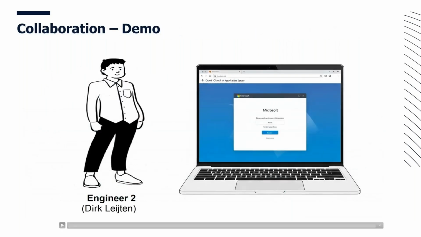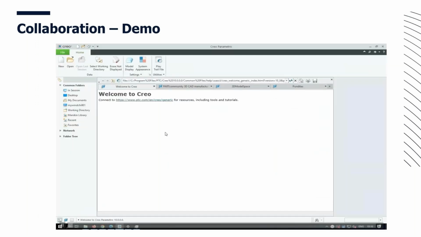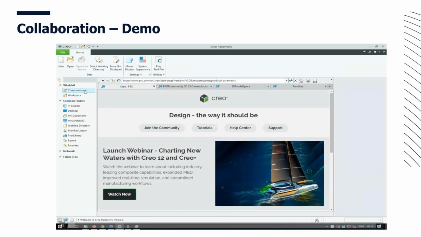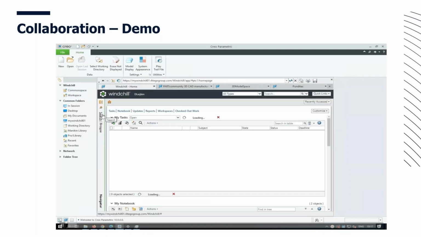In the previous demonstration, we showed you the task for engineer 1 logged in as Windchill user. And this demonstration shows the collaboration with the second engineer, and he's logged in as Dirk Leijten. And they work at the same time on the same CAD assembly. That's how he started his Creo session, logged in as Dirk Leijten.